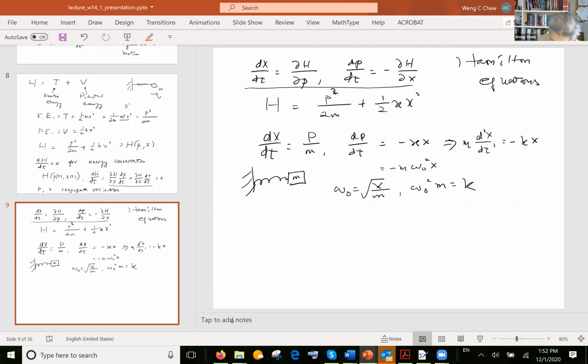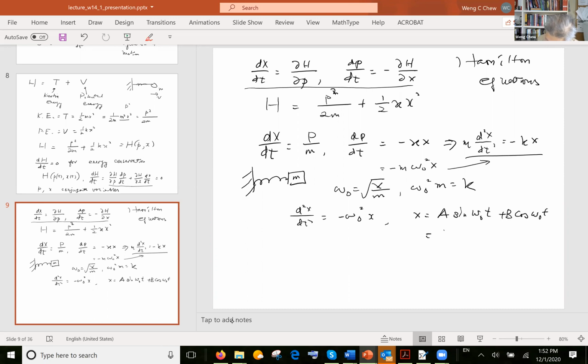If you substitute this back in here, you have d squared x/dt squared is equal to minus omega naught squared x. And then you would have a solution that x is equal to a sine of omega naught t. It's a second order equation, so you should have two solutions. Or you can write it as one with a phase. You can also write it this way. There will be two independent solutions.